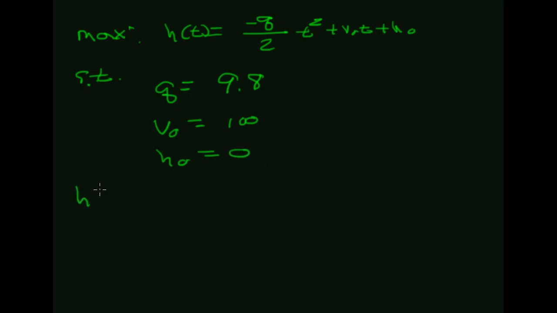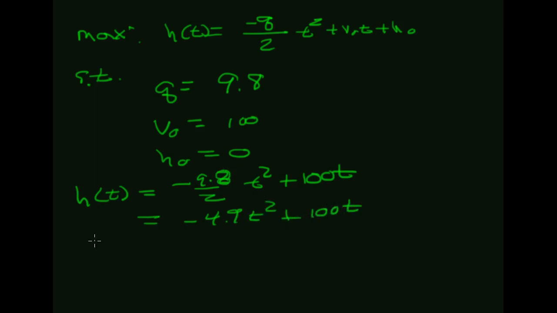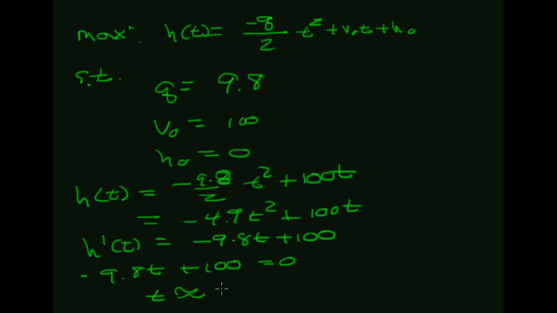So my h(t) then becomes negative 9.8 over 2 times t squared plus 100t. That's negative 4.9 t squared plus 100t. We're going to take the derivative of that, which is now negative 9.8t plus 100. And just like in calculus, we set that equal to 0 and solve, and I'm going to get that t is approximately 10.2 seconds.